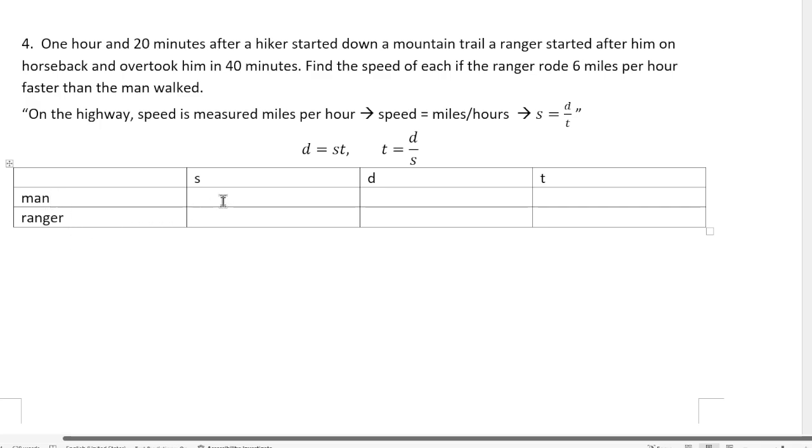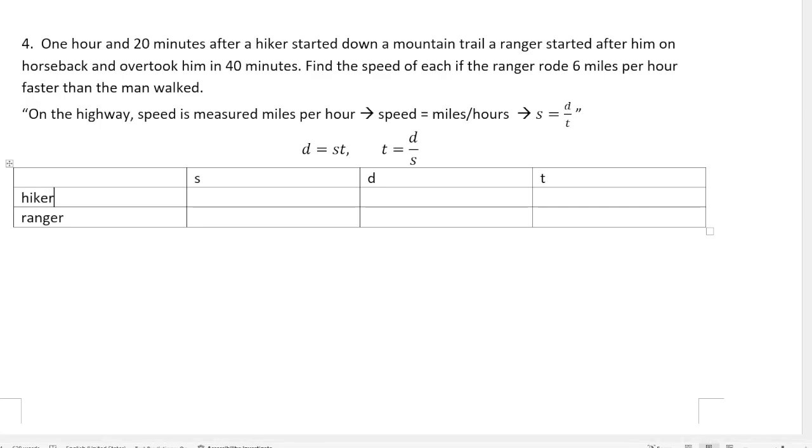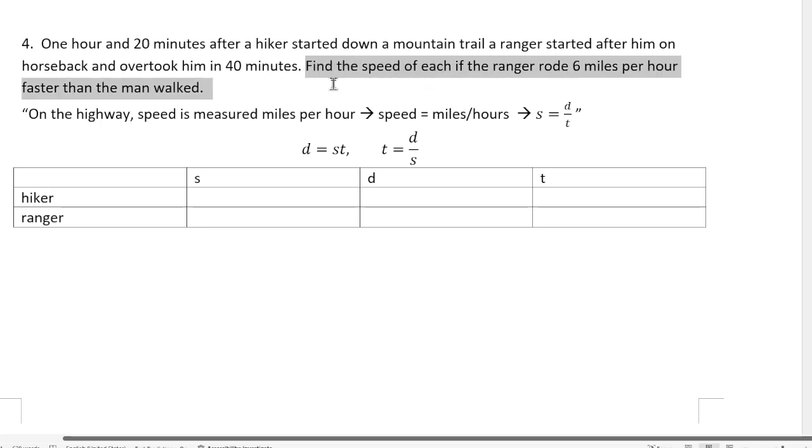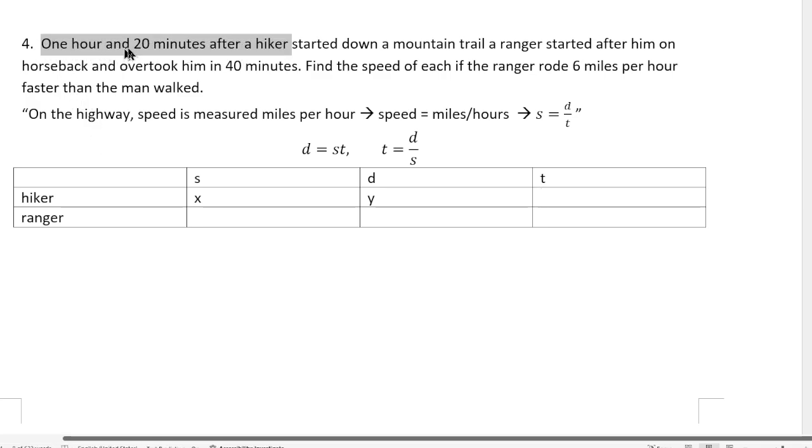Okay, so let's ask the speed. Do we know the speed of the man, or the hiker to be better? Well, we don't. In fact, that was one of the questions, right? We need to know what these are. So we put an x there. Do we know the distance? We don't know that either, so we put a y. How about the time? Well, it seems like the hiker walked for 1 hour and 20 minutes.